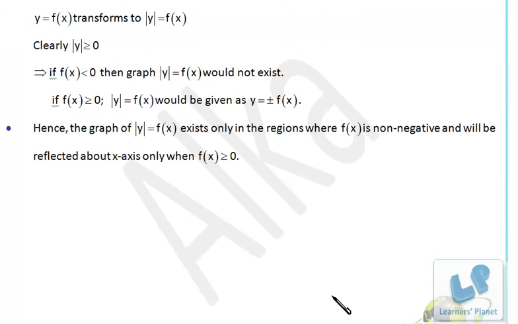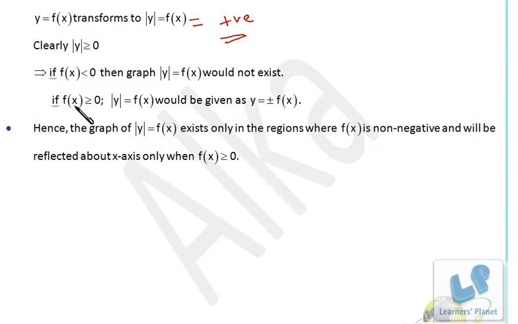Now here, how do we start? Just listen to me carefully. When y is equal to f(x) transforms to modulus of y is equal to f(x). Now what is happening over here? See, modulus of y, that means it is a positive quantity, right? That means f(x) is a positive quantity, right? So that means f(x), if it is less than 0, then the graph of modulus of y is equal to f(x) will not exist. Obviously, because f(x), if it is less than 0, that means the part is there below the x-axis, right? But that will not exist because f(x) is positive.